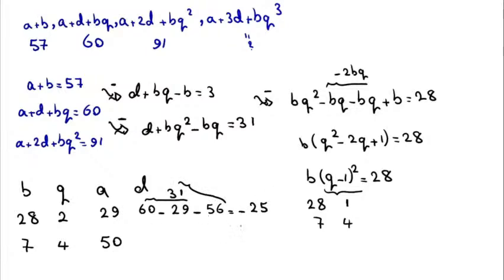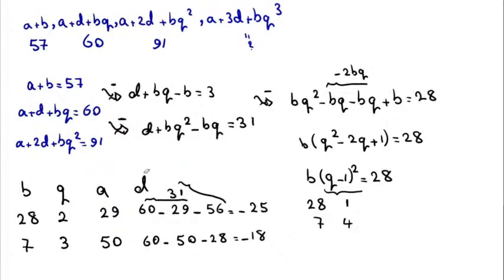Okay? So, in the next case, D will be 60 again, minus A, which is 50, minus BQ. BQ is 7 times 4, 28. 60 minus 50 will be 10. 10 minus 28 is negative 18. Sorry, here I've made a mistake. Q minus 1 squared is 4, so Q minus 1 is 2. Q is 3, not 4. So let's consider this part 3.